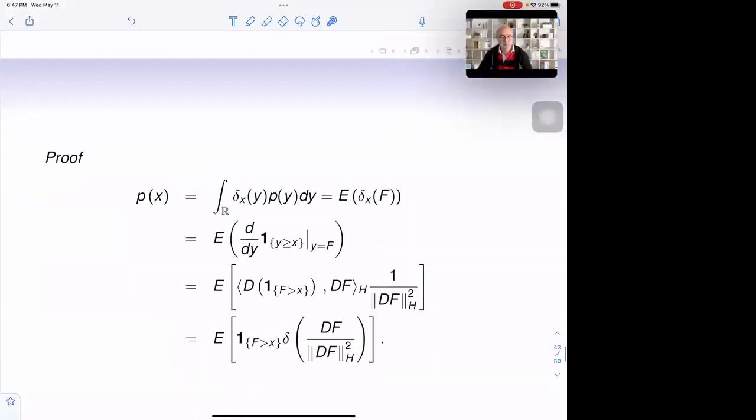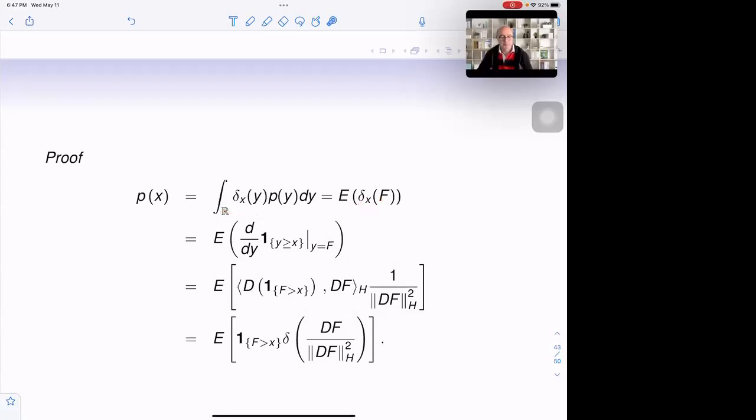Let me give you the idea here. I assume that this one is a Dirac delta function. Then any function is given by this. If f has a probability density of y, then this one is the exact expectation of this.